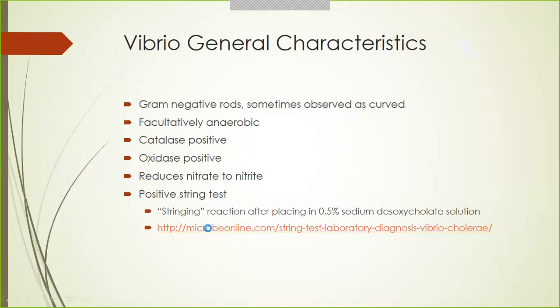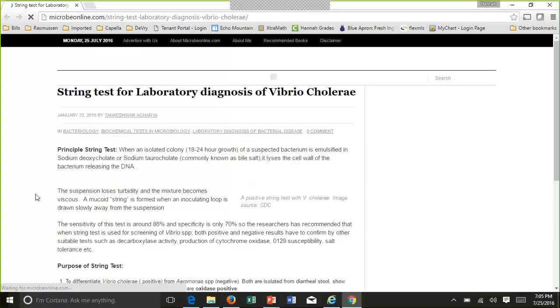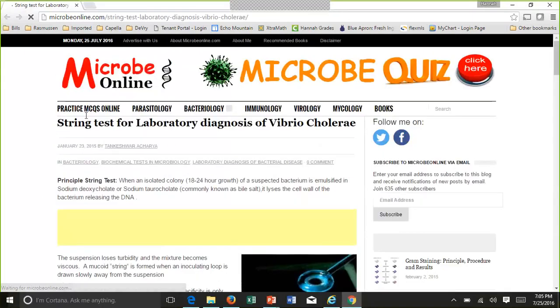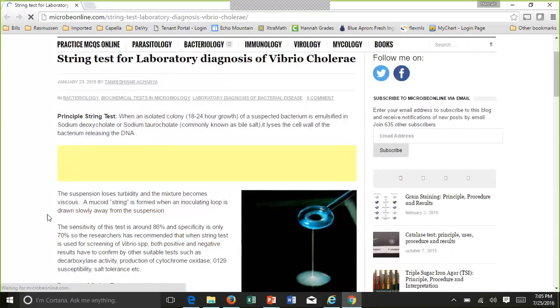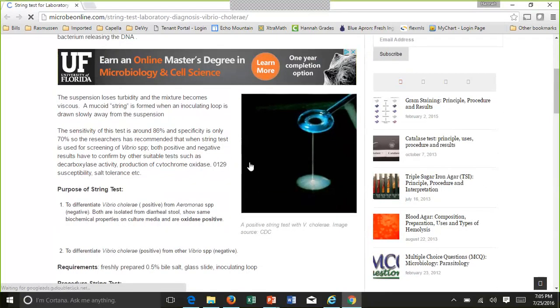Let me see if I can get this link to open to show you. Let's see if it opens it up for me. Because it's always nice when you can see a result with it. I should have had this open earlier, I apologize. So there's this nice little page on it, and what I liked the best was the picture, of course. So hopefully you should be able to see this. I'm sharing my screen. So there's the stringing from the inoculating loop there, how it does that. So that's what the string test is.